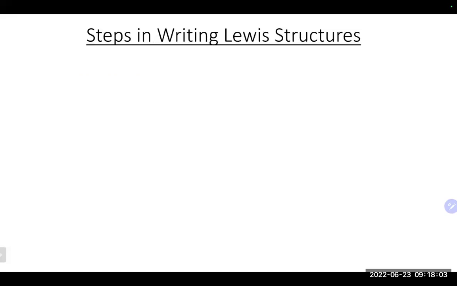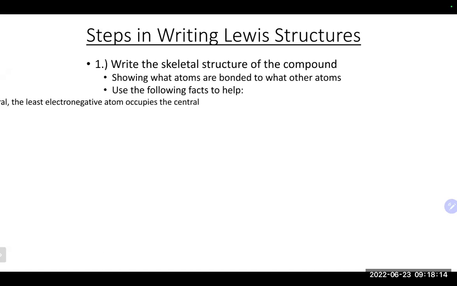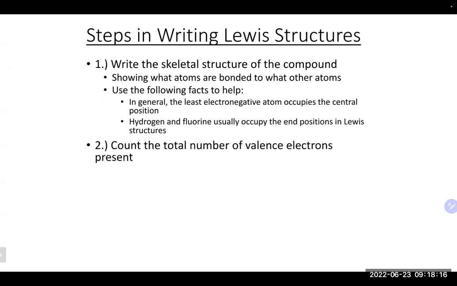All right, so now that we talked about drawing Lewis structures for ionic compounds, talked about the bonding and how the electrons are going to be shared in an ionic compound, we're going to talk about the steps to drawing Lewis structures for covalent compounds and covalent bonding.